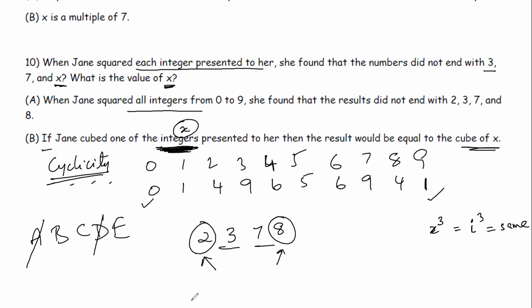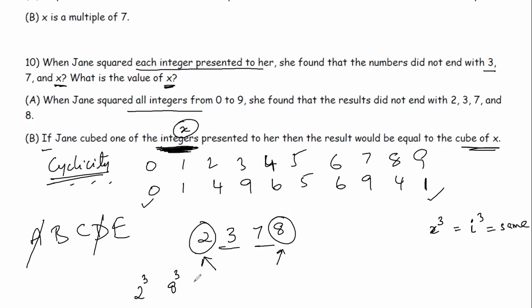So out here you need to understand this question carefully. Statement B tells us that it is a cube of x. When Jane cubed one of the integers presented to her, then the result would be equal to the cube of x. That means the integer that is presented to her is 2 cubed, or 8 cubed, right?